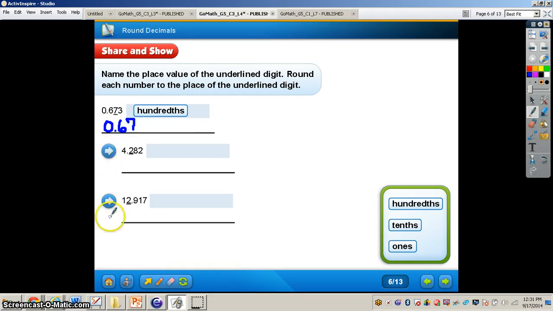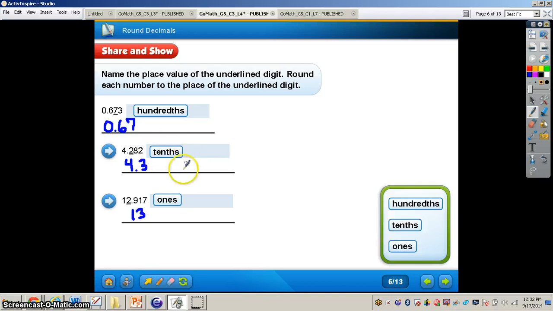Okay, now I want you to do these next two all by yourself. Give me the name of the place value that's underlined and then round it to that place value. So I want you to complete these two problems all by yourself, and when you're finished I will have the answer for you. So pause the video now. Okay, here are the answers.